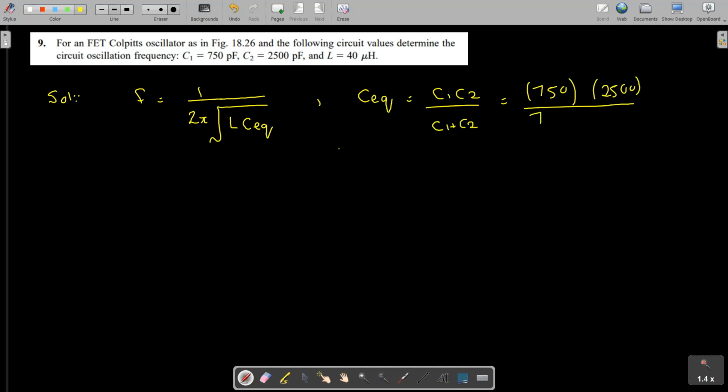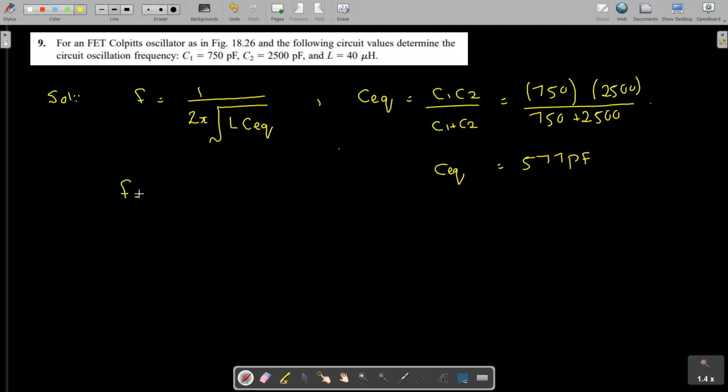And then we have 750 plus 2500. So we are going to solve this, and the end result is going to be in picofarad because C1 and C2 are in picofarads. So when we solve this, we are going to get 577 picofarads. So C equivalent is equal to 577 picofarad. Fine.